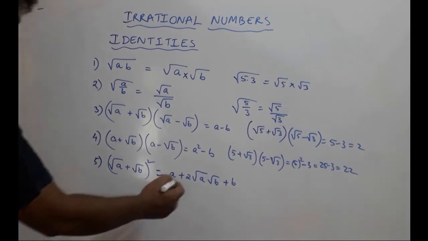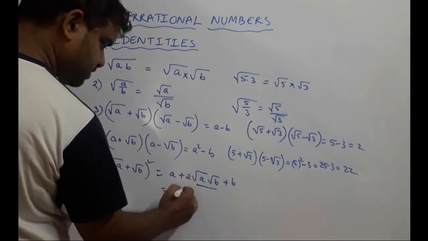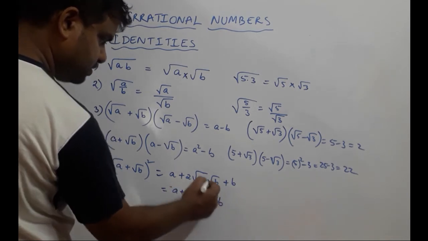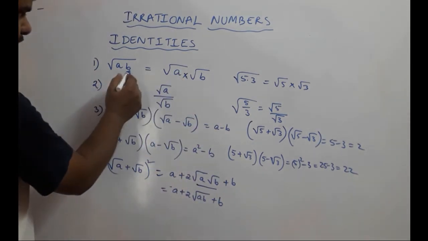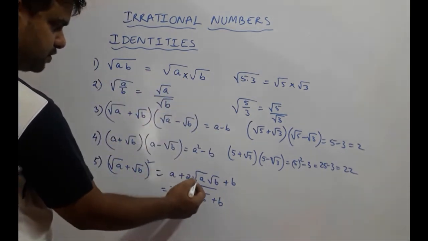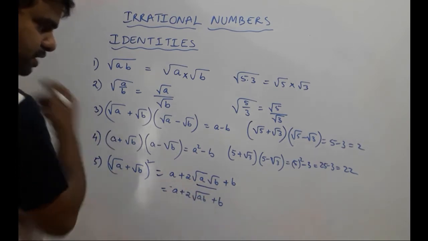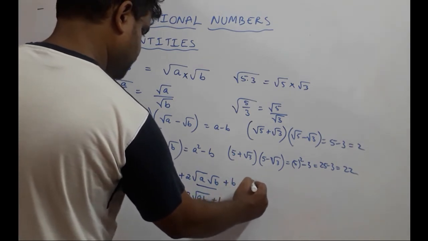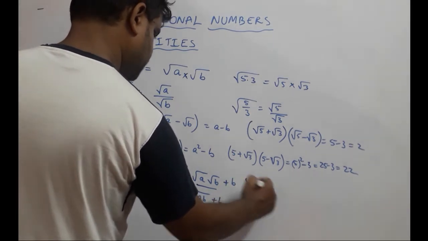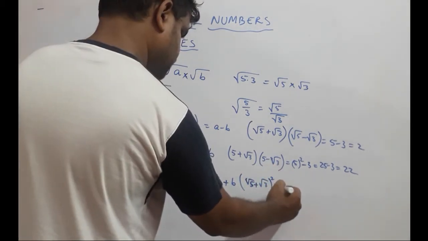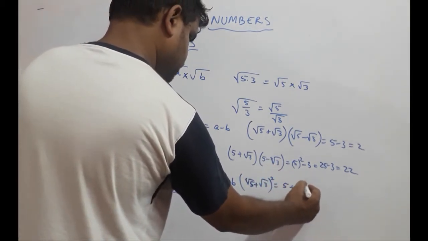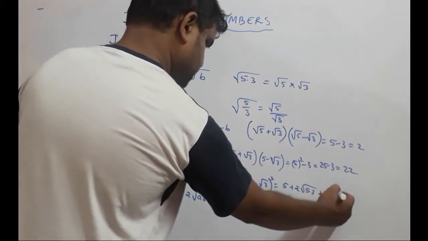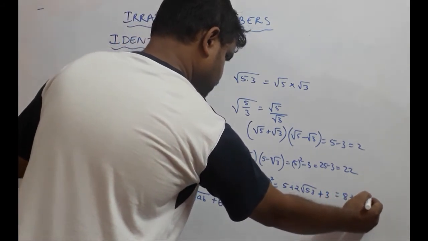Now this term can also be written as A plus 2 root AB plus B. Since root AB is equal to root A into root B, we can also write root A into root B as just root AB. Once again, an example: square root of 5 plus square root of 3 whole square would give us 5 plus 2 square root of 5 into 3 plus 3, so that would become 8 plus 2 root 15.